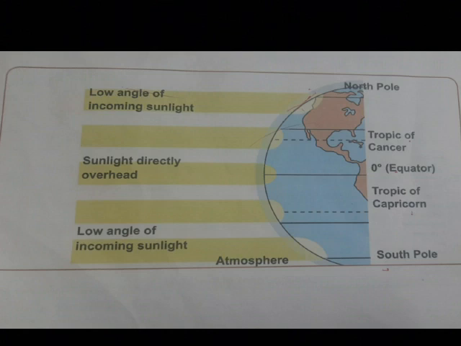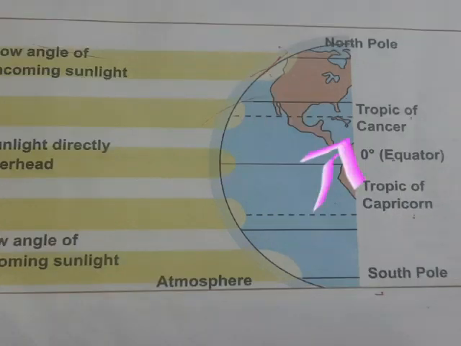Students, you can see the picture on the screen. The equator is 0 degree, between the Tropic of Cancer and Tropic of Capricorn.